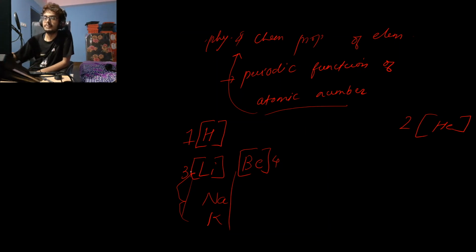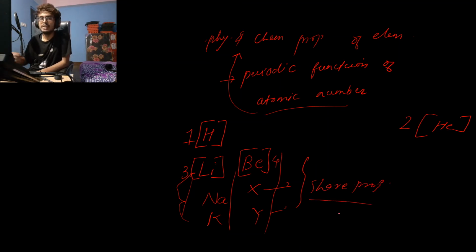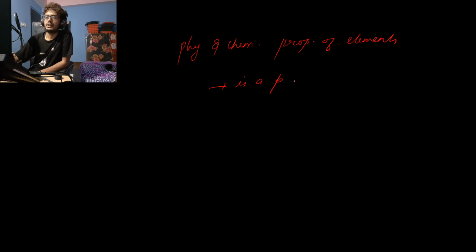So if something is placed below something, let's say there is an element X and an element Y here, under beryllium, X and Y will share common properties, maybe physical, maybe chemical. They may not be completely the same, but they might have similarities between the properties. So that is the statement of the modern periodic law. I'll write it again: the physical and chemical properties of elements are a periodic function of atomic number.